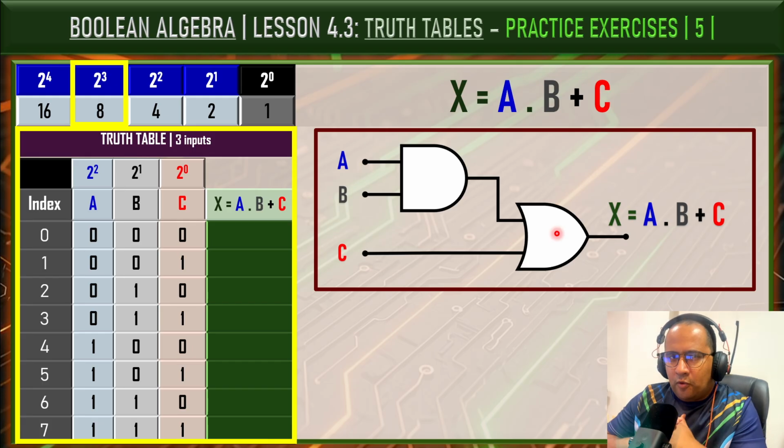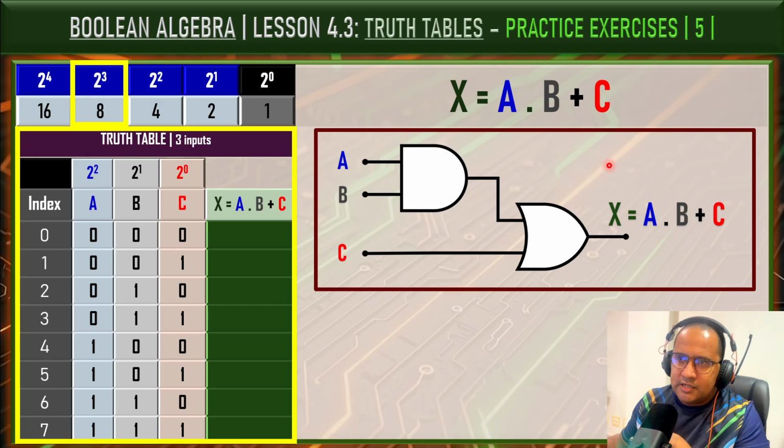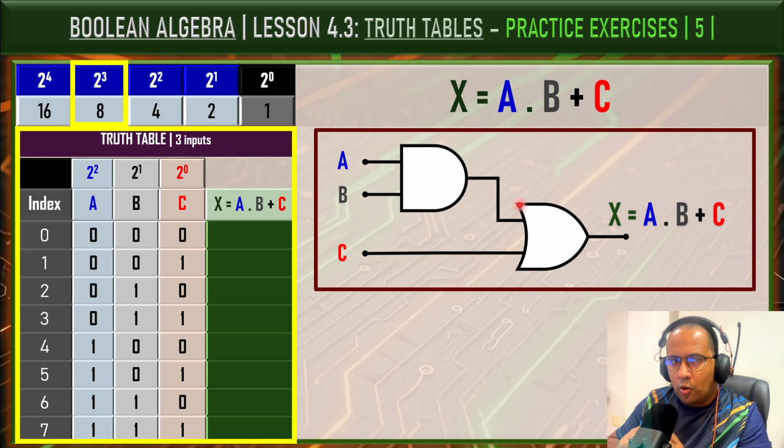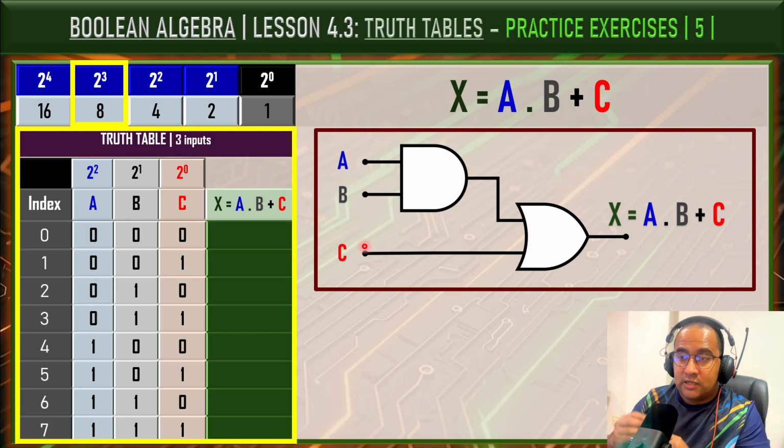Okay? Now, before I start filling the output column row by row, let's take a moment to analyze the logic circuit. Sometimes, a careful observation of the circuit allows us to identify important patterns before performing any detailed evaluation, and recognizing these patterns can significantly simplify the analysis of a truth table.